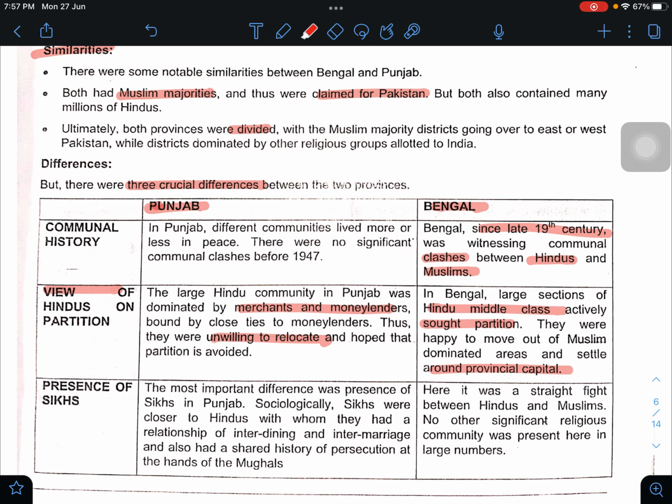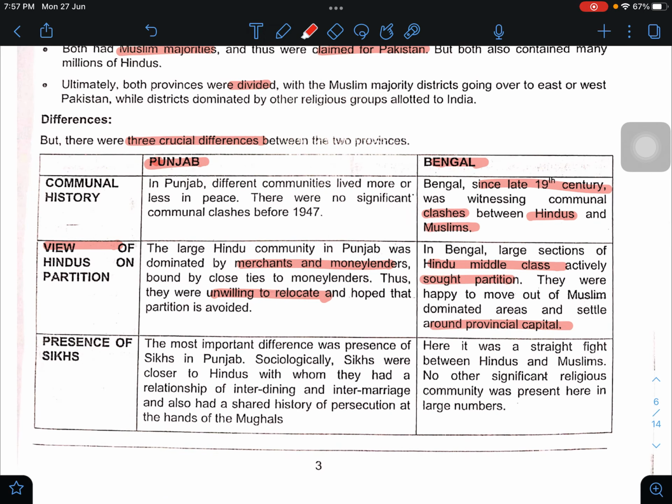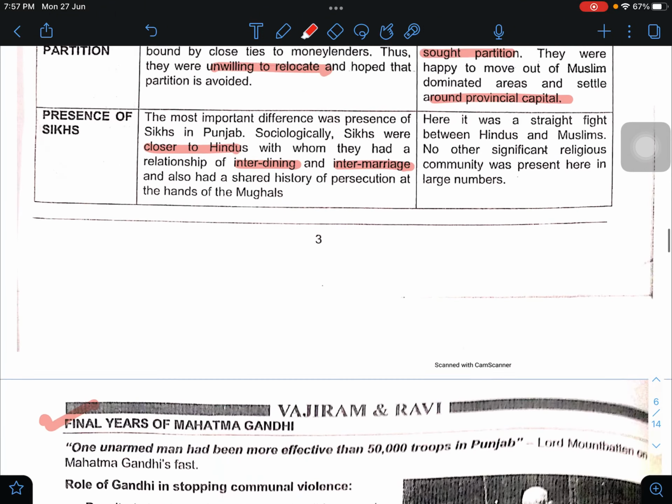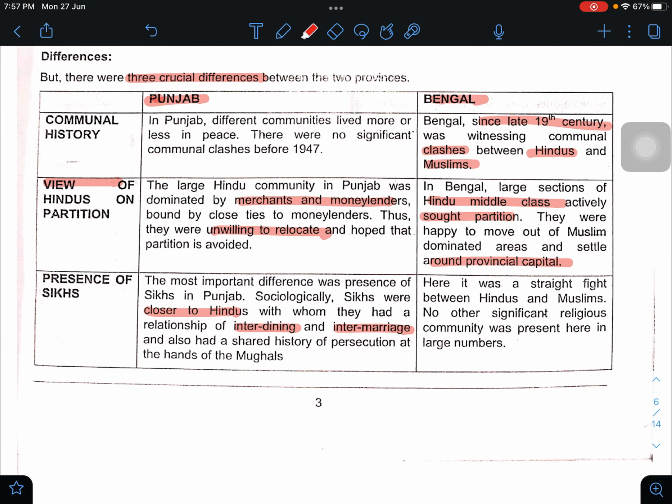Presence of Sikhs. The most important difference was the presence of Sikhs in Punjab. Sociologically, Sikhs were closer to Hindus, with whom they had relationships of interdining and intermarriage, and also had a shared history of persecution at the hands of the Mughals. In Bengal, it was a straight fight between Hindus and Muslims. No other significant religious community was present there in large numbers.